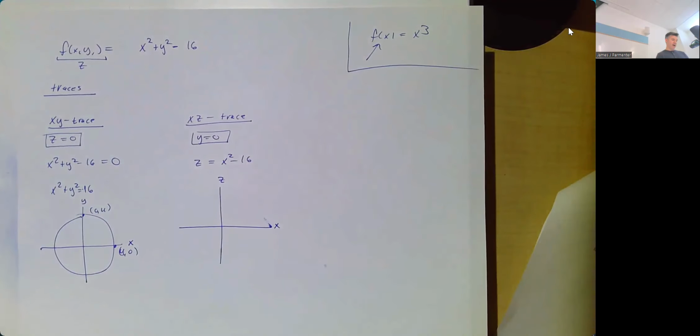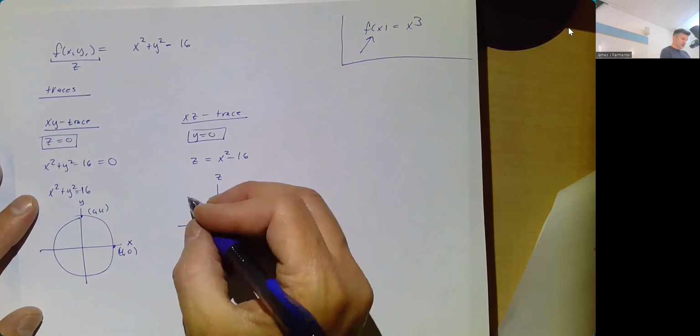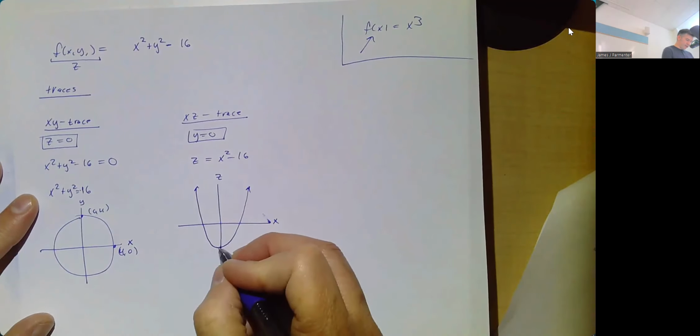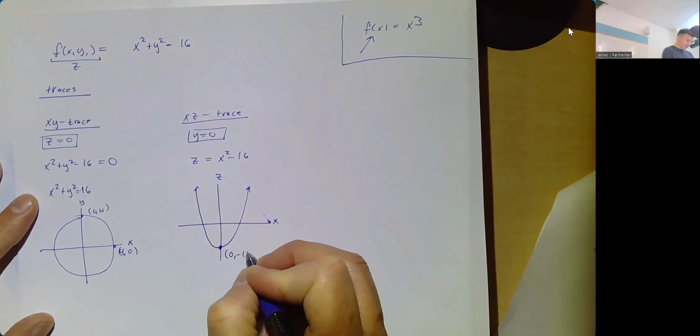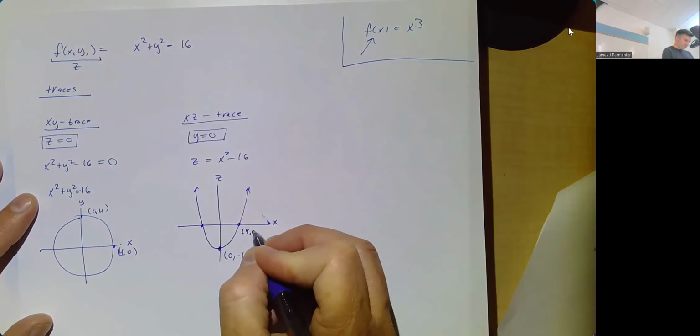And then I've got an upward opening parabola that's been shifted down by 16. It's going to look something like that. I would probably label at least that intercept there as 0, -16. I might also label those. That's 4.